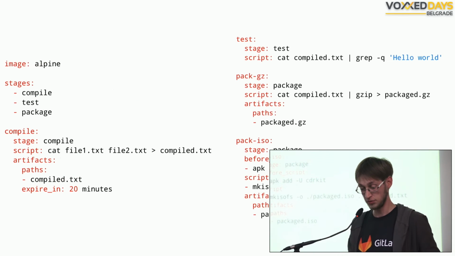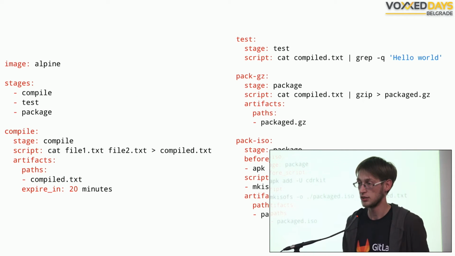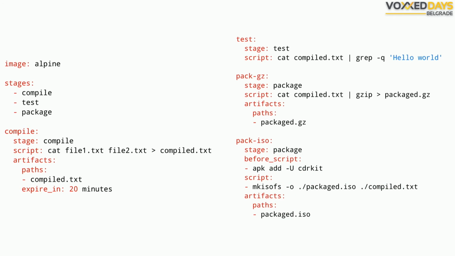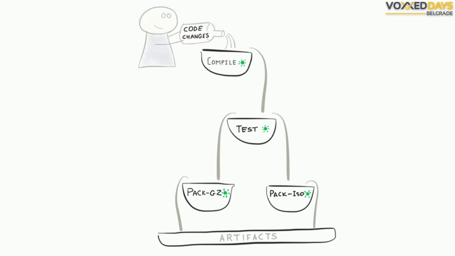So the whole configuration now looks like this. If I had shown it to you at the beginning, I think it wouldn't have made any sense. But by now, I think you should understand every single line. And the visual representation looks like this. We put our code changes into the repository. They go to the compile stage, then to test. Then the results go to 2 parallel jobs, and then the results go to the artifact section.